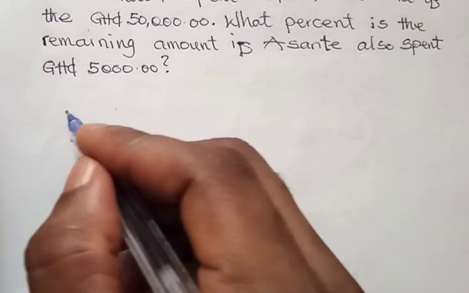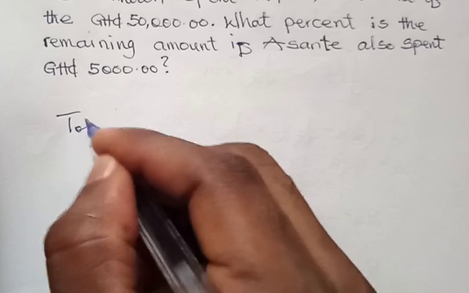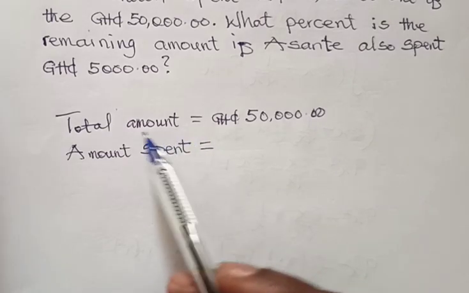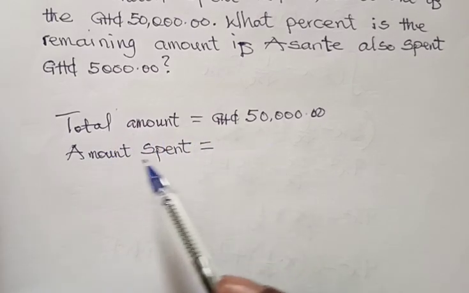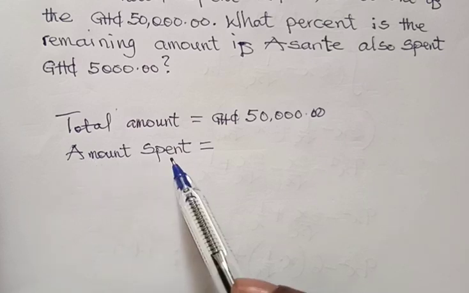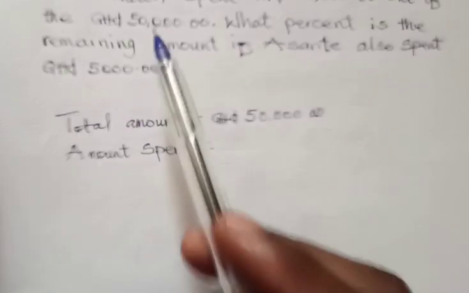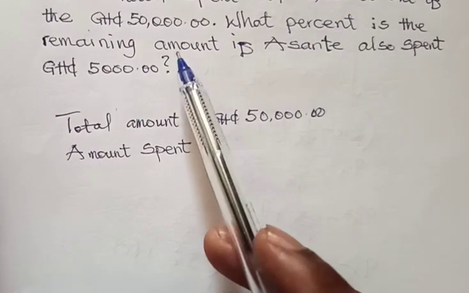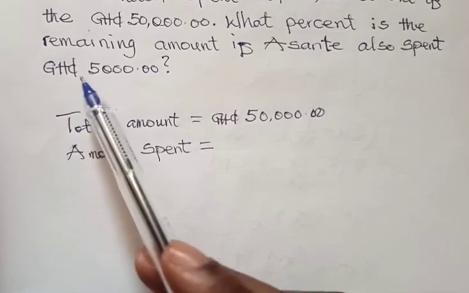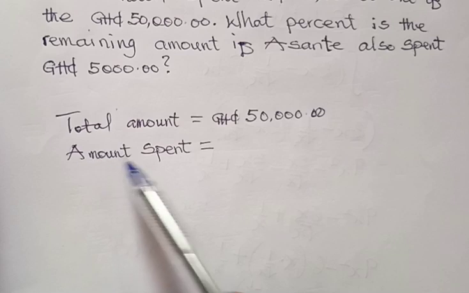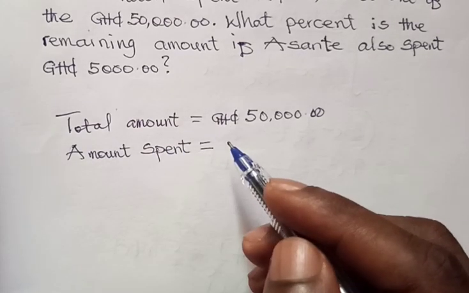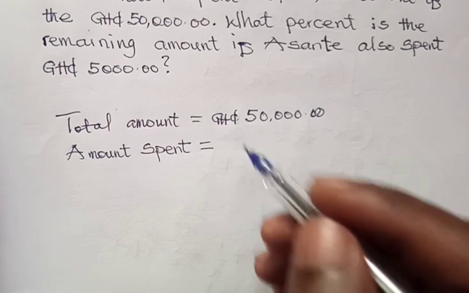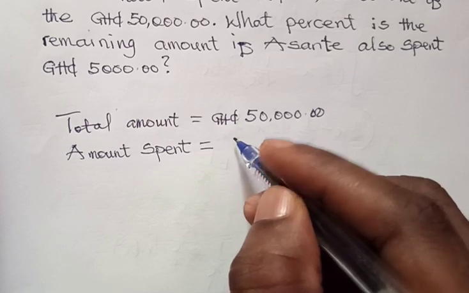So let's look at the total amount. Okay, so I'll write my total amount. Good. So now that we know the total amount, we also find the amount spent. So how do we find the amount spent? Remember that we said Amwa spent this particular amount, that is 25,000, and Asante also spent 5,000. So to find this, we combine or add the amount Amwa spent and the amount Asante spent. Then we find the total of the amount spent.